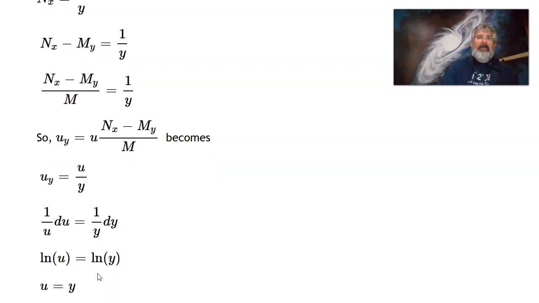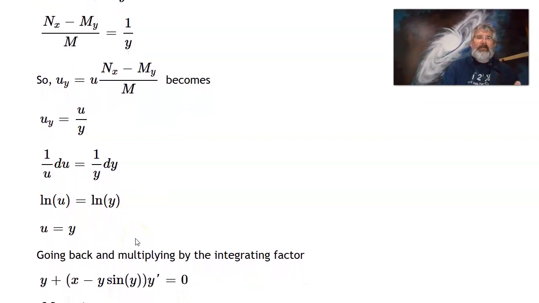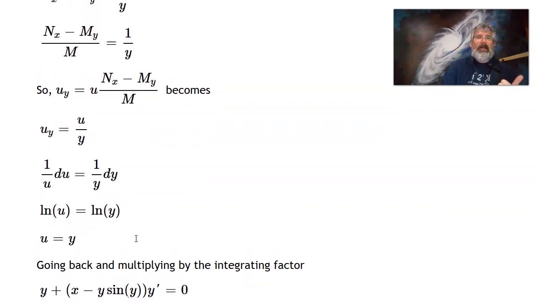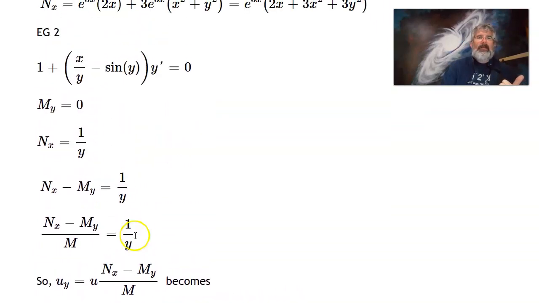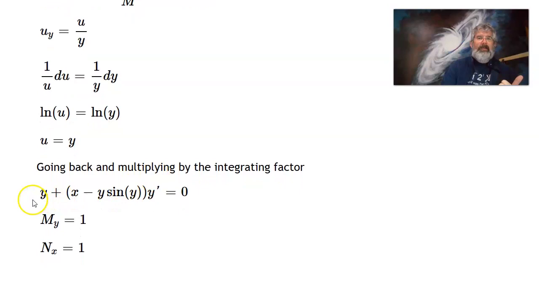And that is definitely separable. I got 1 over u du equals 1 over y dy. Integrate both sides to get log u equals log y, and u equals y. Going back and multiplying, where's my original equation here? This one right here, I'm going to multiply the whole thing by y. So it ends up looking like this, y plus x minus y sine y times y prime equals 0.